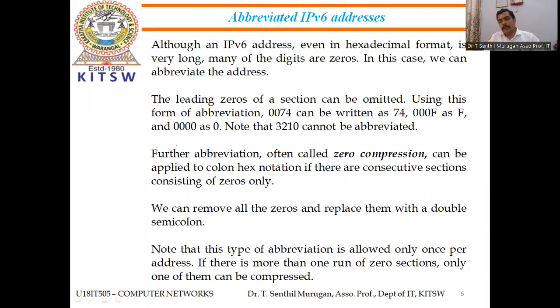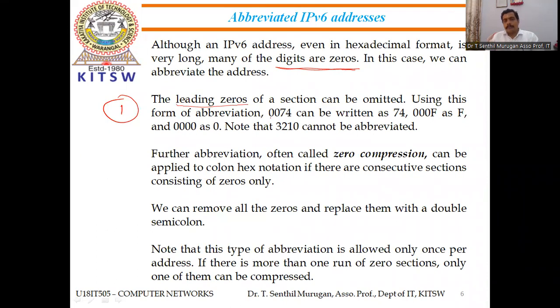So, abbreviation of IPv6 addresses. First, even in the hexadecimal format, it is very long. Okay. So many of the digits are 0. So of the 128 bits, maximum bits may be zeros. In this case, we can abbreviate the address. How can we abbreviate? First rule: we have to omit the leading zeros. In each block, if any zeros are leading, those bits will be omitted.